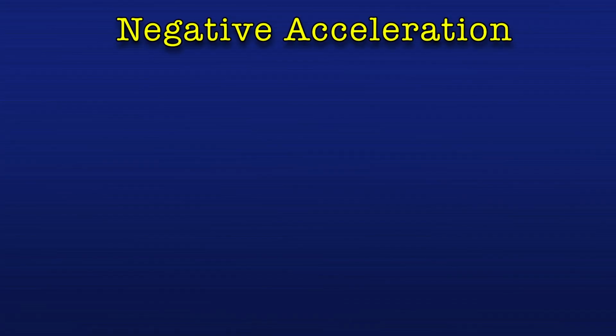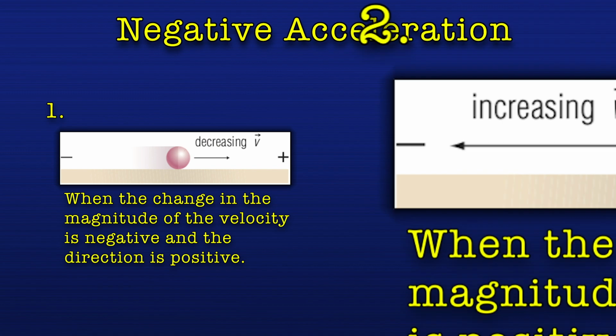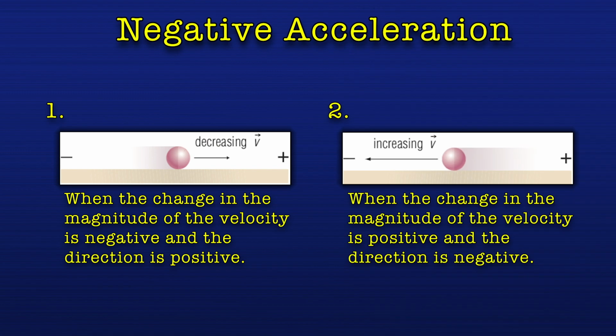Negative acceleration also occurs in two ways. One, when the change in the magnitude of the velocity is negative while the direction is positive. Or two, when the change in the magnitude of the velocity is positive and the direction is negative.